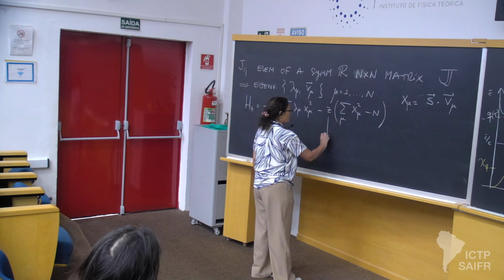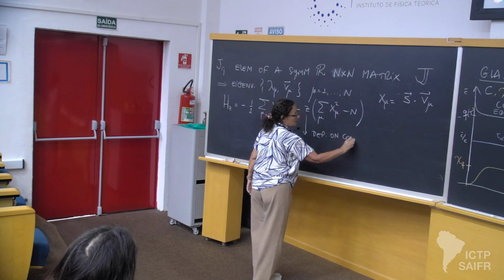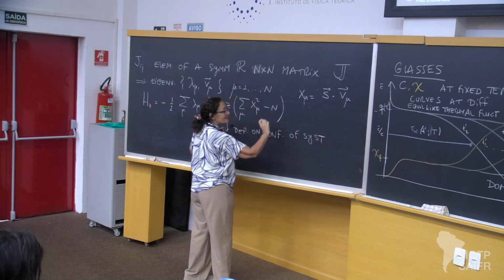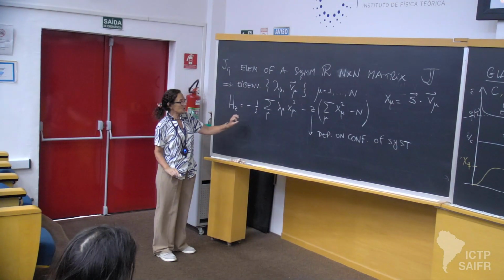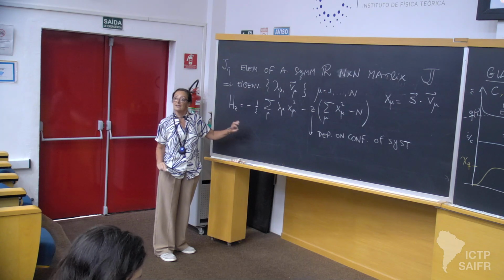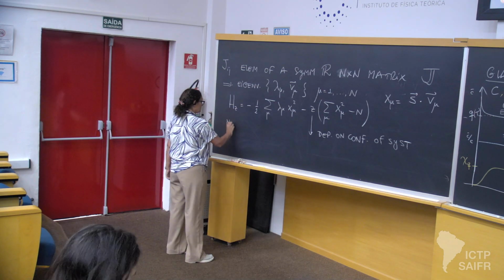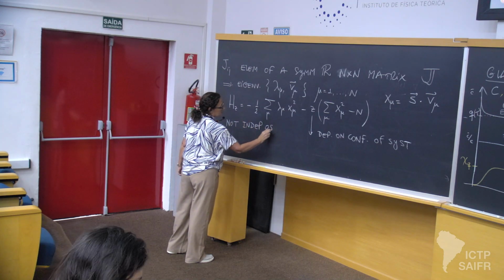So x mu depends on the configurations of the system. So this is not an ensemble of independent harmonic oscillators. And this is what makes the problem non-trivial. Simple to solve, but not trivial. So not independent oscillators.